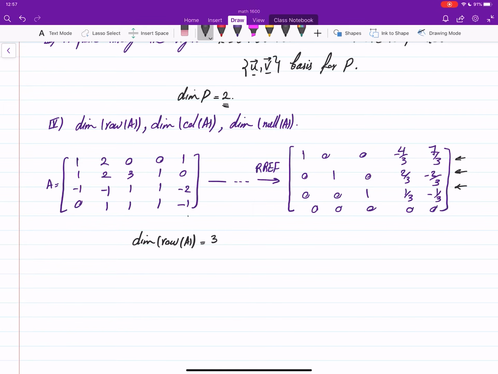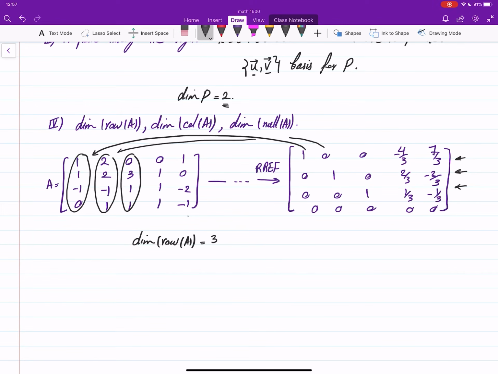That means that the dimension of the row space of A is 3. How about the column space? What do we do for a basis for the column space? You pick the columns related to the columns in the row reduced echelon form which contain a leading one of some of the rows. In this case, that means that the dimension of the column space of A is equal to 3.